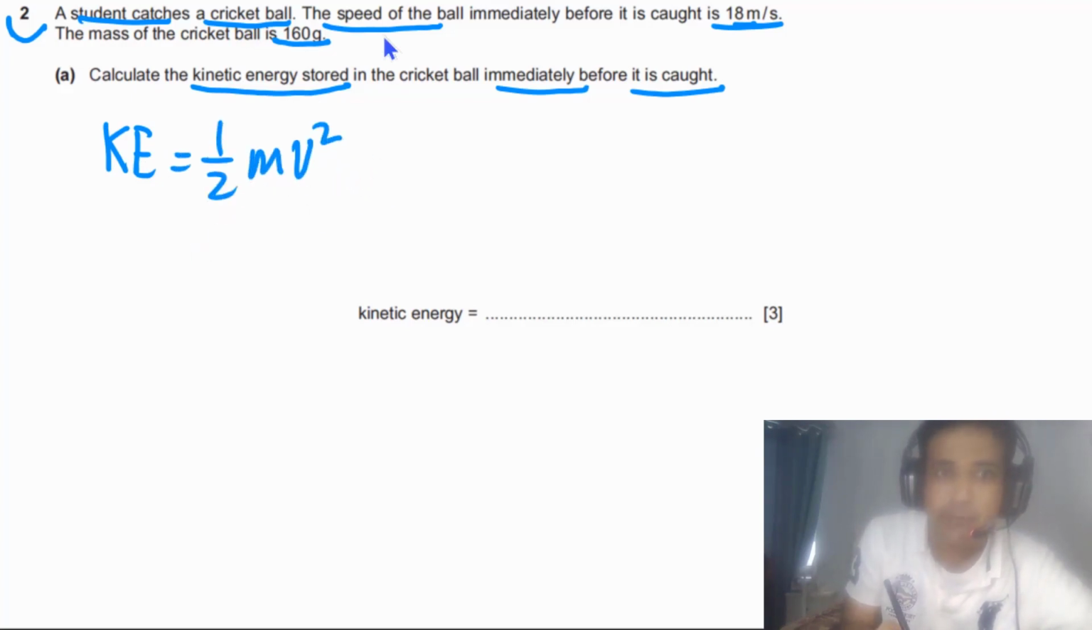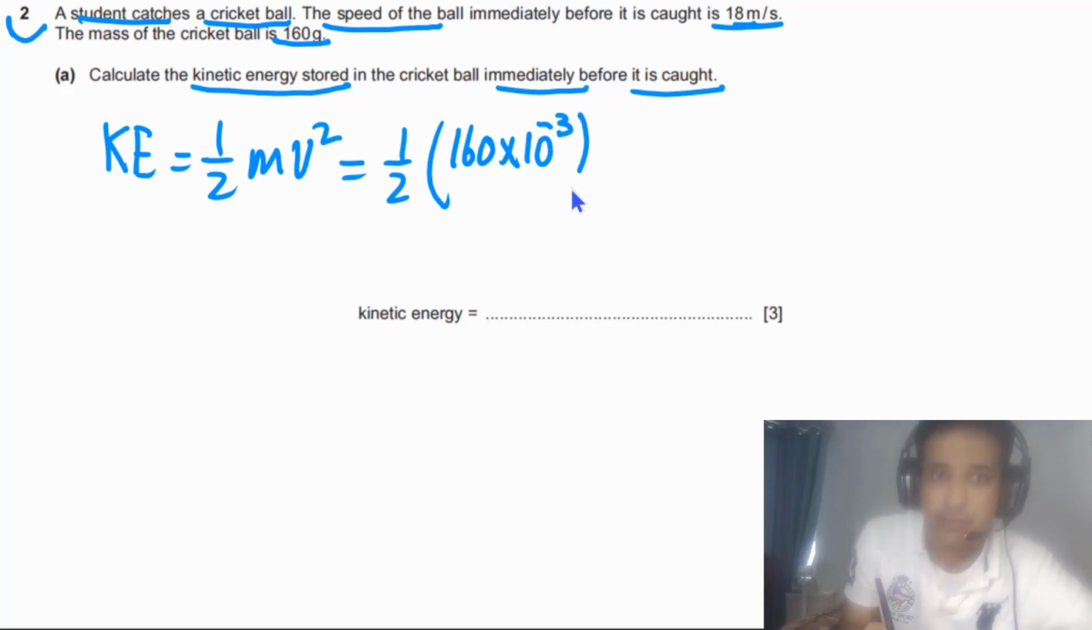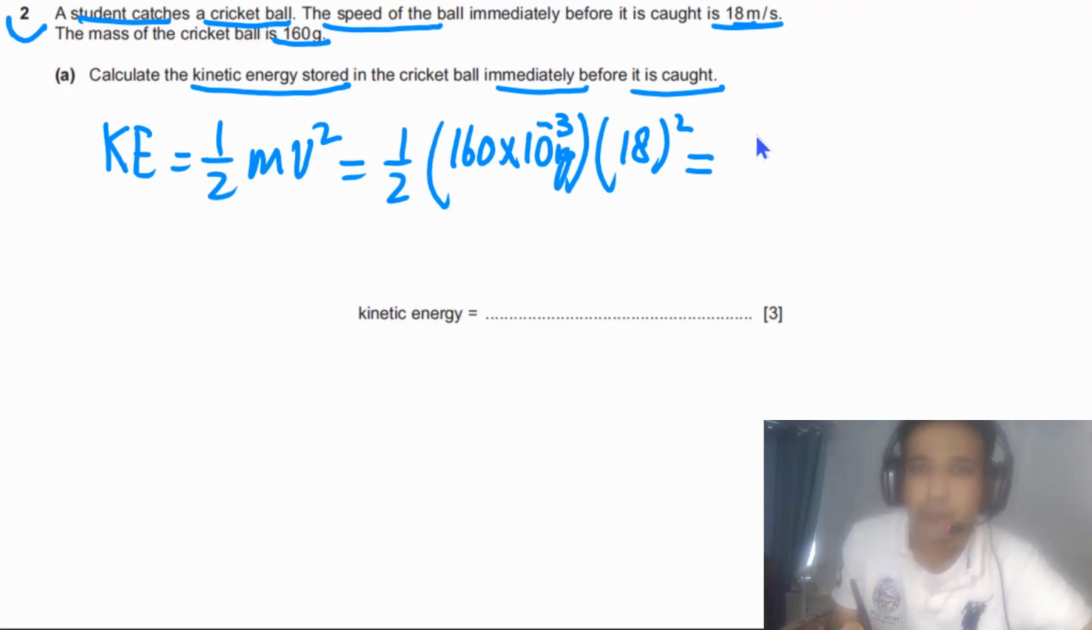For this question, we have the mass of the ball, that is 160 grams. So we have to convert this into kilograms. So we can write here, we have 1/2 and mass is 160 grams. So we need to convert this into kilograms, so we have to multiply by 10 to the minus 3. So we can convert this into kgs. And the speed is given in meters per second, so this is 18 squared. Now if we simplify this, our final answer will be 26 joules. So this is how you need to answer.